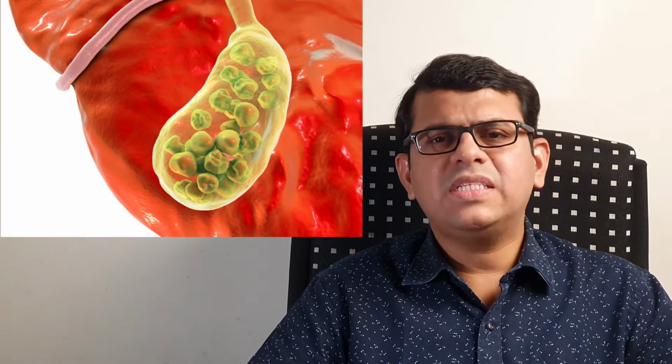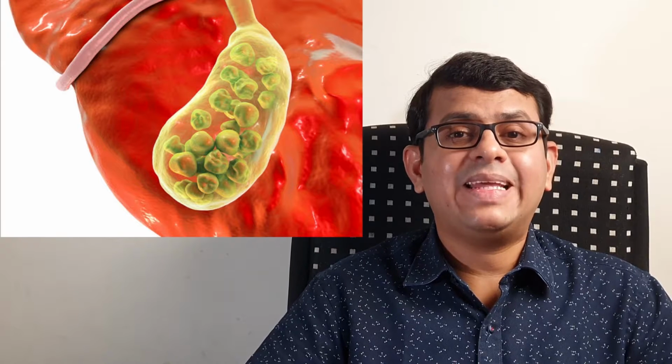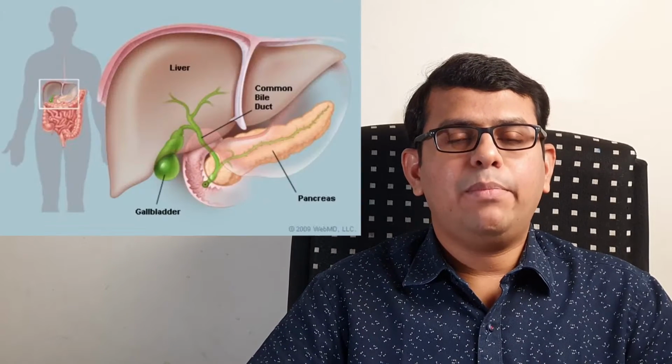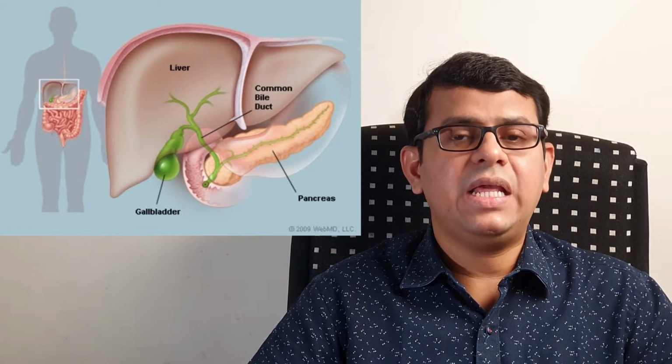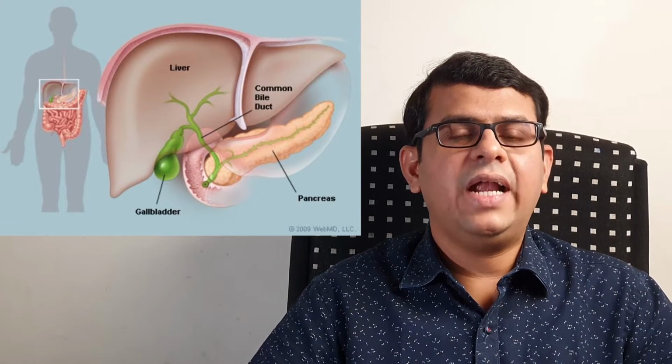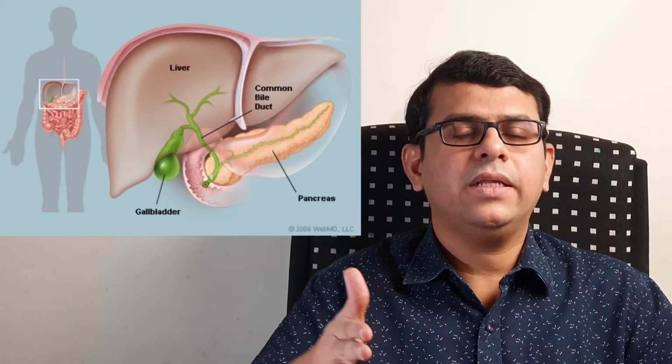Today's video is about gallstones. What are these gallstones? These are stones formed in the gallbladder. The gallbladder is an organ adjacent to the liver where bile is formed and stored, and it gets released via the bile duct into the intestine. Bile is essential for the digestion of fats.